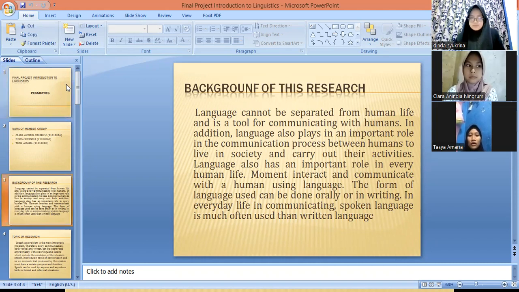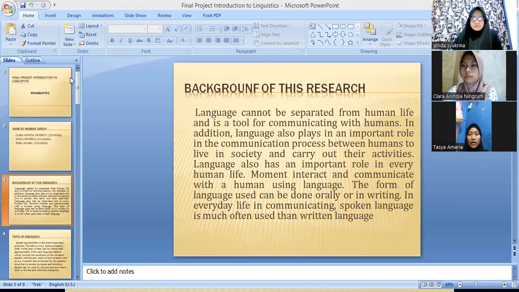Okay, thank you. I will read the material, the background of this research. Language cannot be separated from human life and is a tool for communicating with humans. In addition, language also plays an important role in the communication process between humans to live in society and carry out their activities. Language also has an important role in every human life. Humans interact and communicate with each other using language. The form of language use can be done orally or in writing. In everyday life, in communicating, spoken language is used much more than written language.